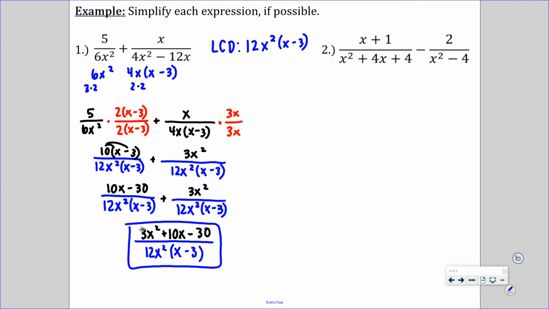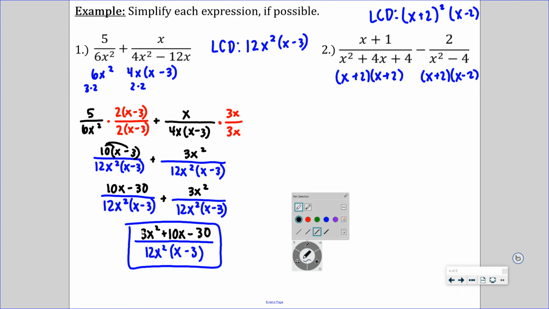All right, number 2. Factor first. Let's factor the denominators. This one's nice and easy. That's x plus 2 times x plus 2. This one, difference of squares, x plus 2, x minus 2. All right, anybody want to try and come up with the LCD? Connor? X plus 2 squared, x minus 2. I love how you said that. X plus 2 squared. Obviously, I have these two factors, and then coming over to my second fraction, I do need a factor of x minus 2. Okay, good.